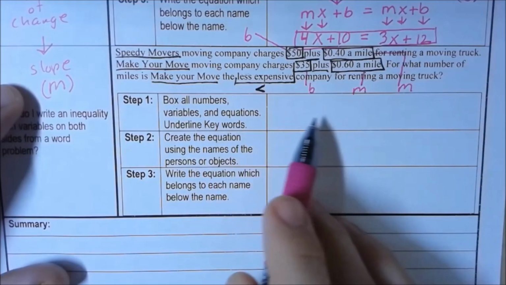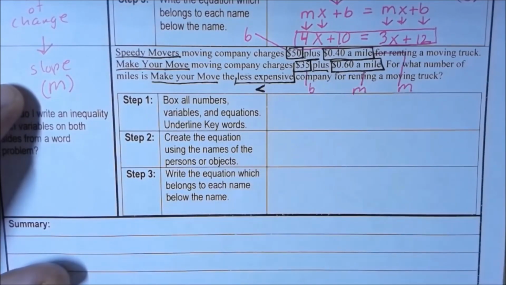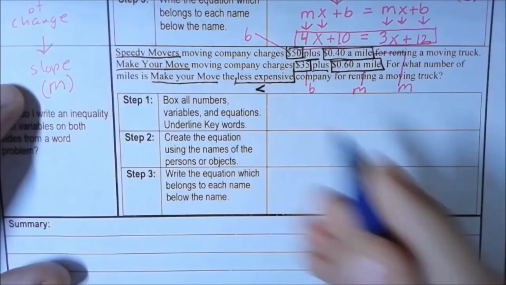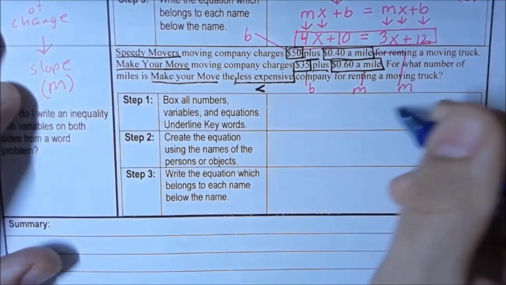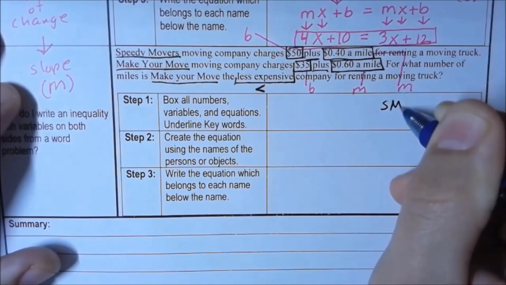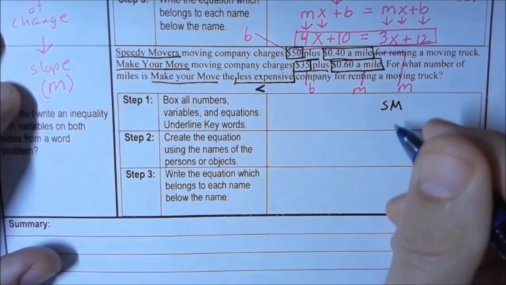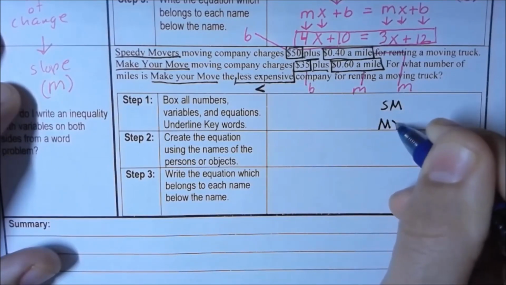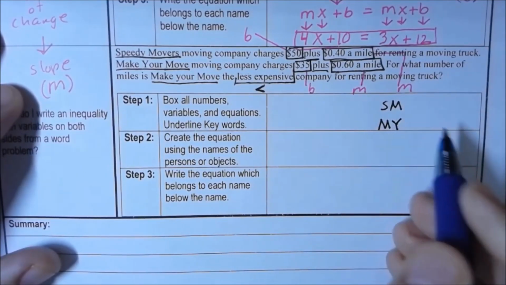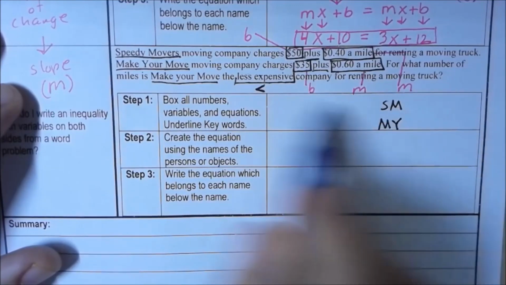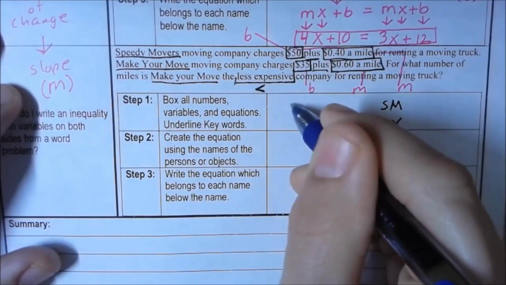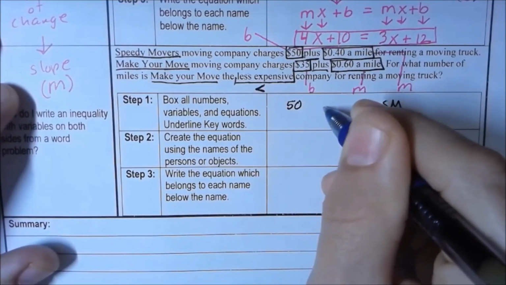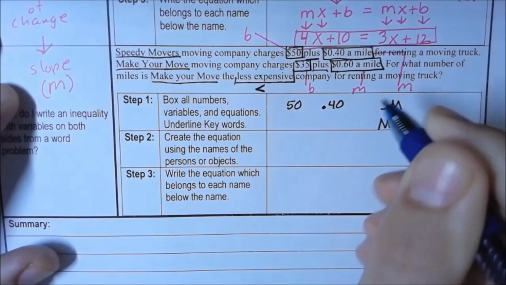Then, since I've already boxed this and underlined keywords, I'm just going to write that information down. So we had Speedy Movers. I'm going to call Speedy Movers SM. And then we had Make Your Move, right? So I'm going to call it MY. Now, let me look at the numbers for Speedy Movers. It says that they were 50 and 40 cents a mile. So then it was 0.40.